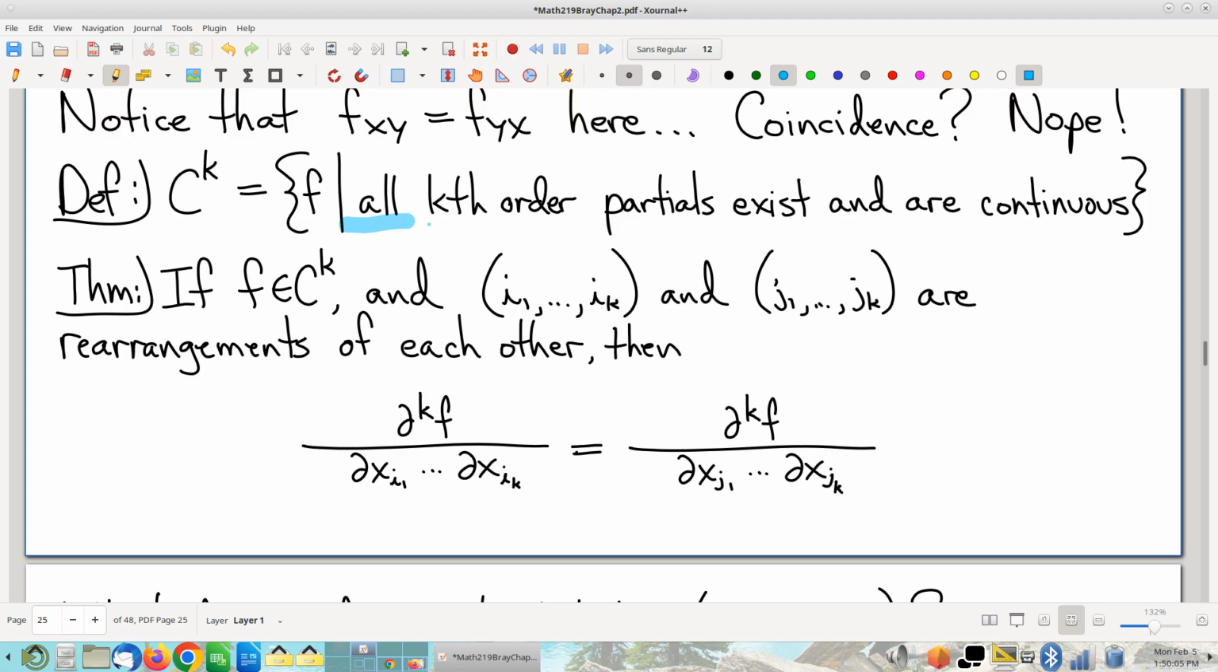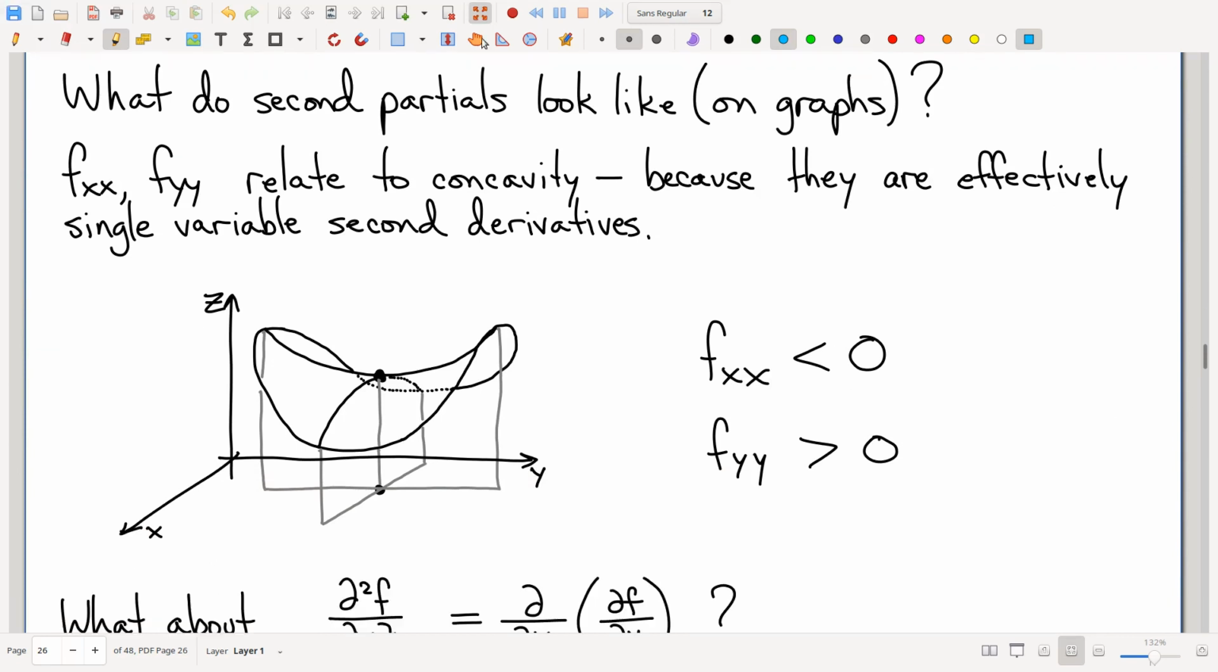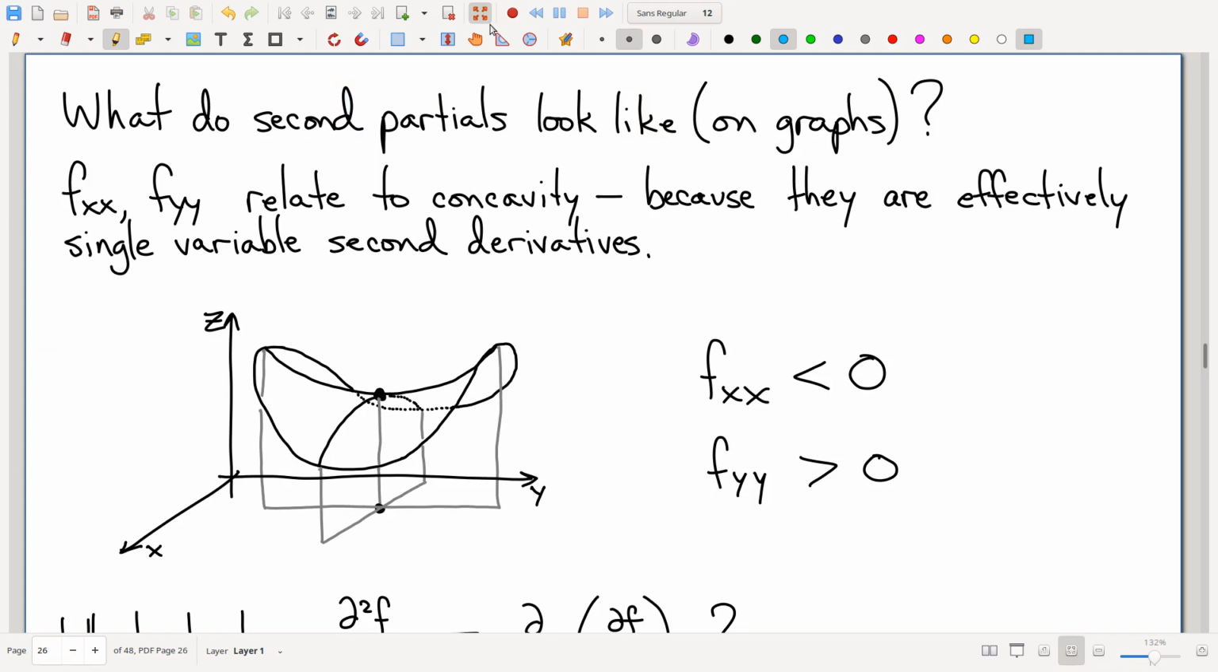Okay, so let's talk about how to visualize, geometrically, what these look like. We're going to confine our consideration to the picture of graphs, because this is where it makes the most sense, and it's a lot harder to make sense of in a level set context.